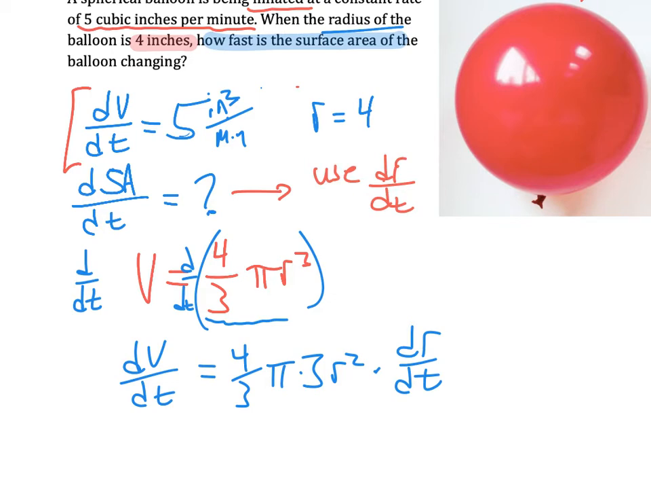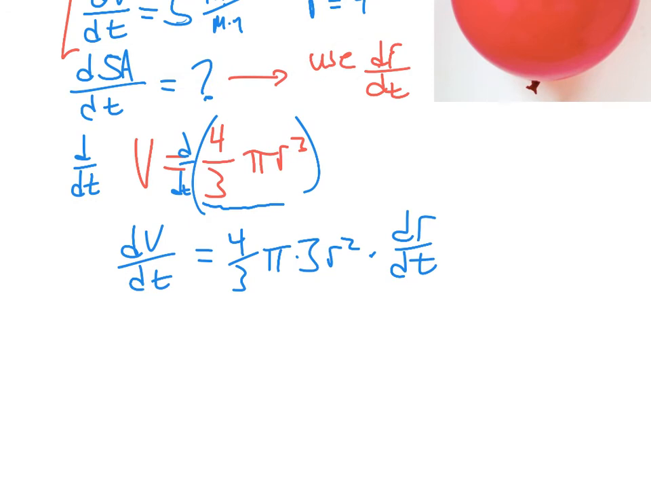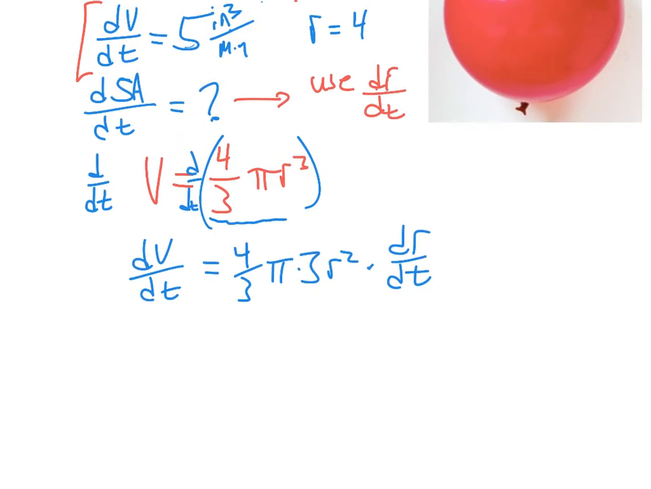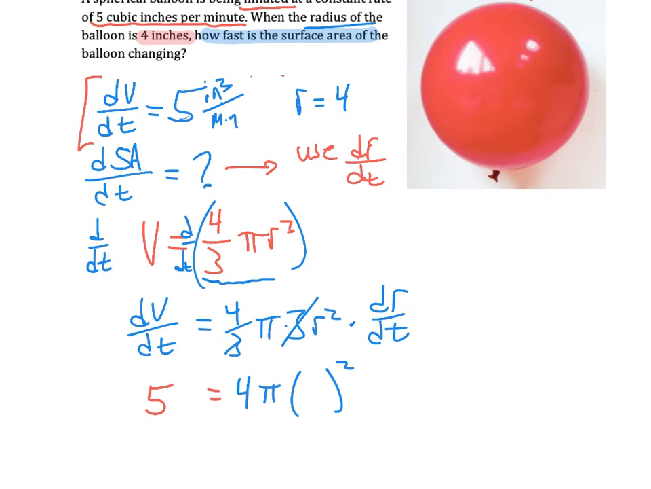So, what does this tell us? We know dV/dt, that was 5. And we have 4/3 pi. Actually, let's go ahead and clean this up. This 3 times this 3 is 4, or they cancel, I should say. So we have 4 pi times 5. What's the radius? Well, the radius is 4. And then we've got dr/dt.